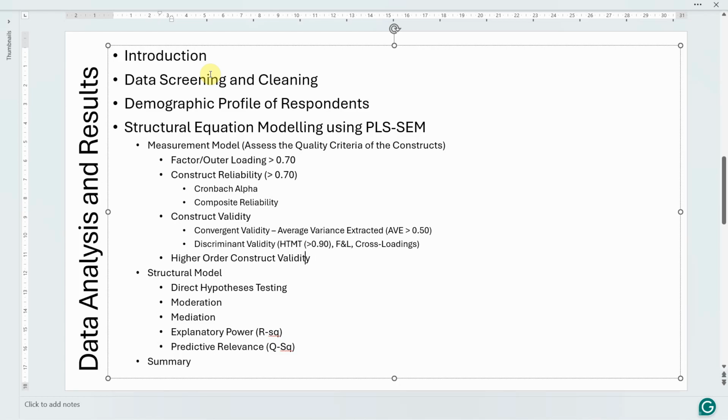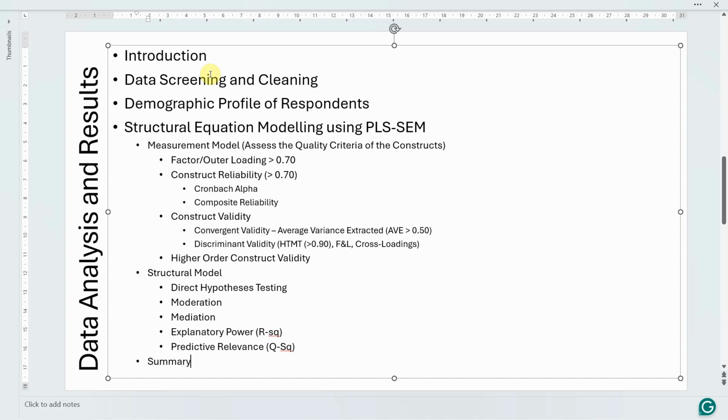Finally, once you have written all this, that is your measurement model assessment done, you write your structural model, whereby first you write about your direct hypotheses, whether they were supported or not, followed by moderation, mediation, explanatory power, predictive relevance, and then the final summary of your whole chapter.